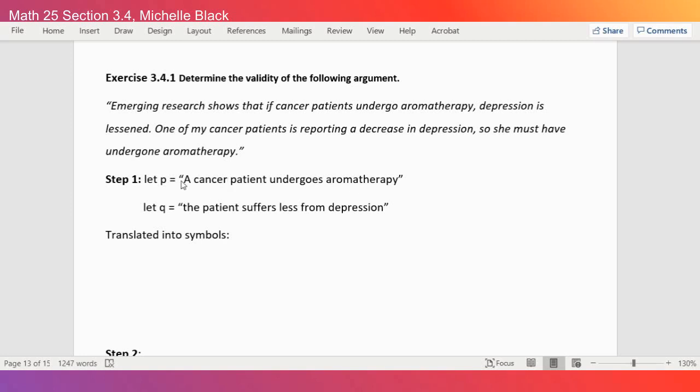But for this case, I thought it would be helpful if I just gave you P and Q. So I chose P, again, to be a cancer patient undergoes aromatherapy. I chose Q to be the patient suffers less from depression.